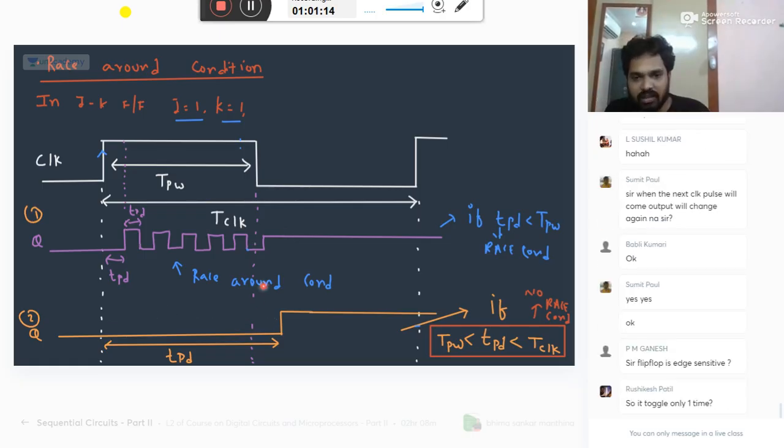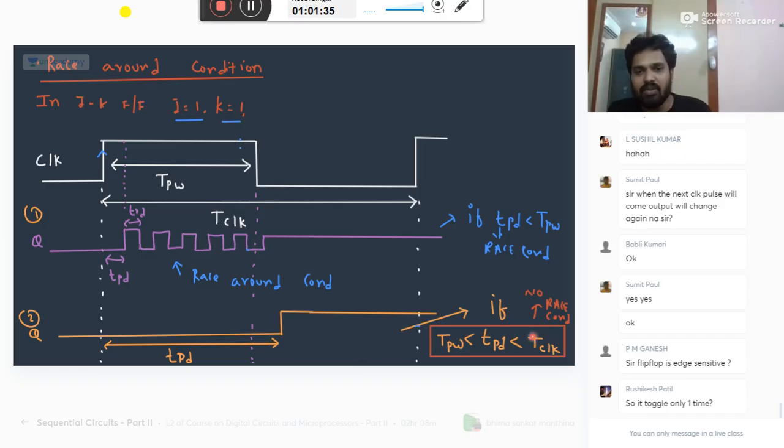Yes. In the second case, it toggles only once in one clock. First case, it toggles multiple times in one clock. How many times, no one knows. Depends on the propagation delay. This is to be avoided. This is okay for me.